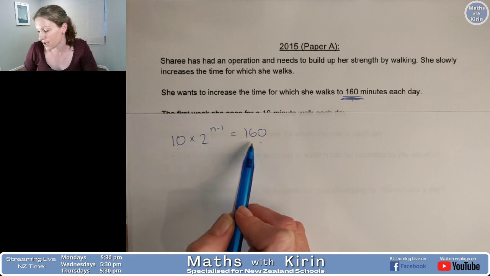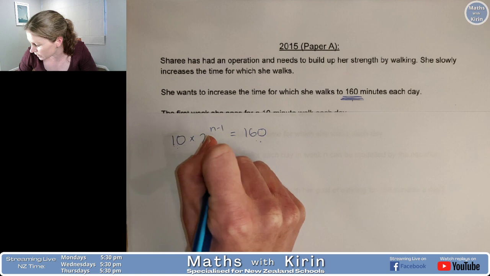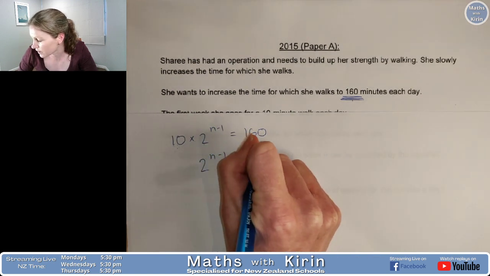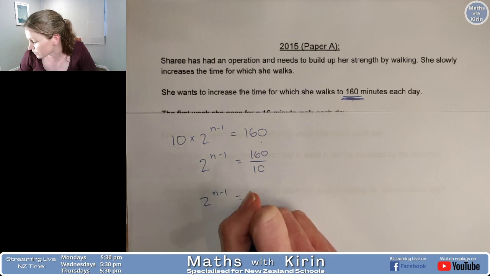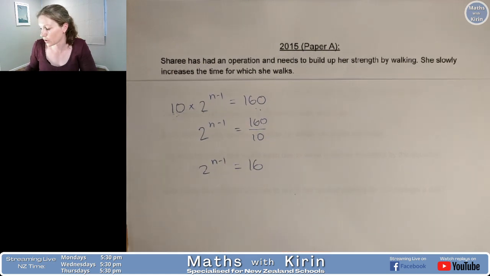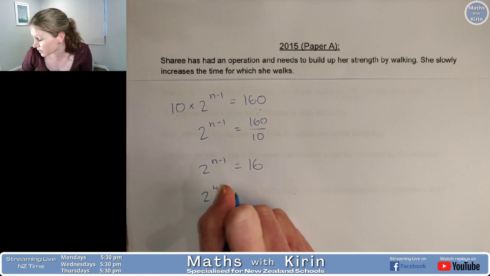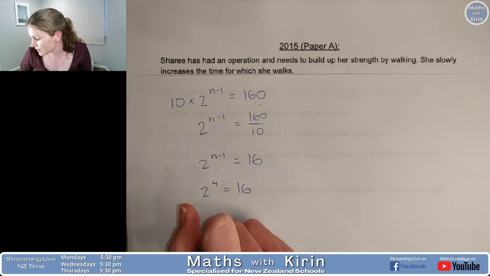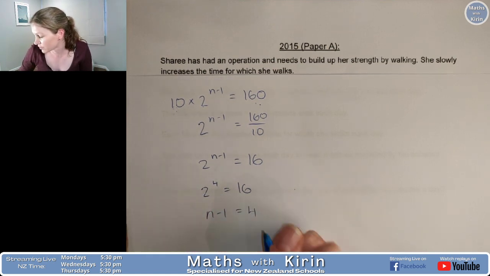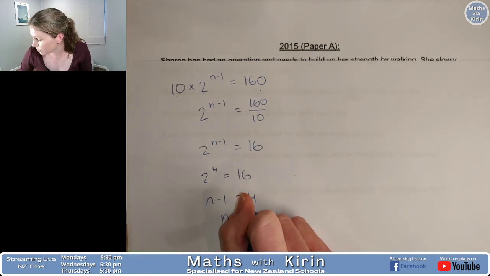Now, conveniently, you can divide 160 by 10 quite easily. So we get 2 to the power of n minus 1 is 160 divided by 10. So 2 to the power of n minus 1 is equal to 16. Okay. So from here, we already know that 2 to the power of 4 is equal to 16. Okay, we've kind of learned that. We've seen that a couple of times over the last couple of days. So that means that n minus 1 has to be equal to 4. So n has to be equal to 5.